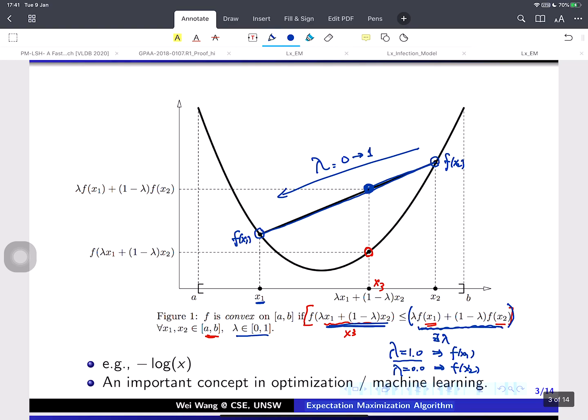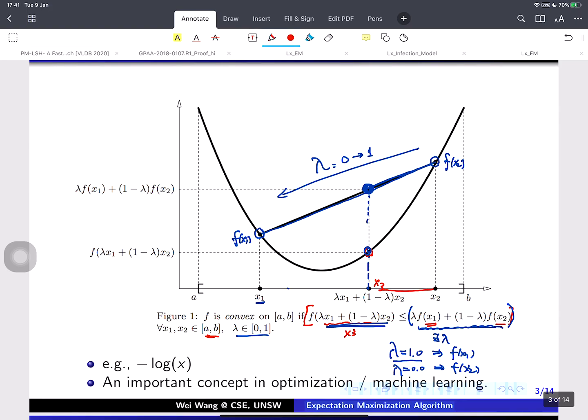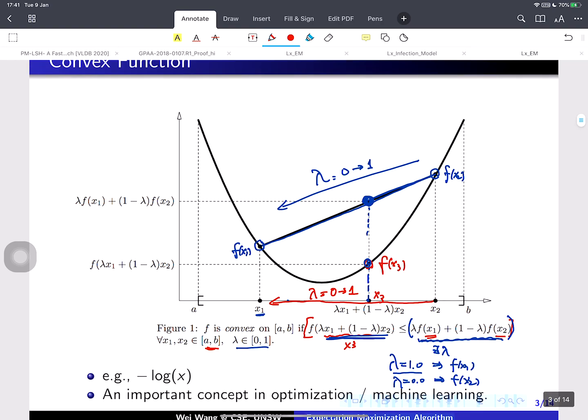That's the same thing on the x-axis, in the way you obtain x3. If you have the animation, you can imagine that whenever you move to here, you drop down and get an intersection, and you find x3 here. That's also lambda. There is another line going from here to here, which is also lambda, from 0 to 1 as you move to the left. So this is f of lambda x3, and that's the right-hand side.